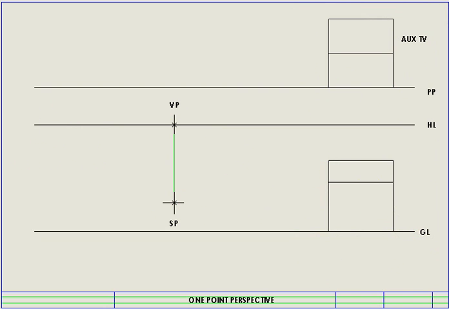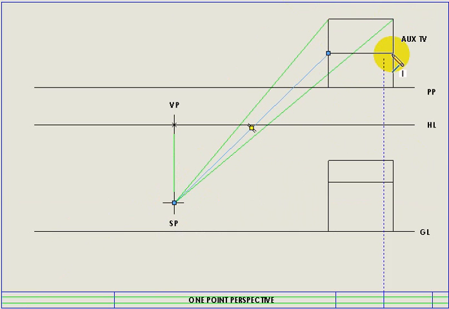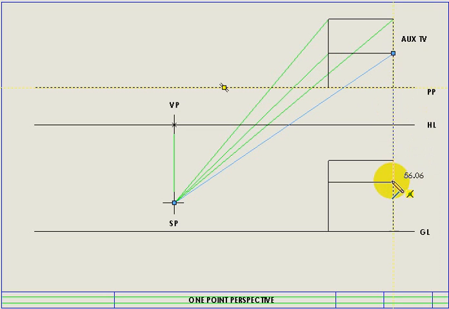So I'm going to go ahead and do exactly that. From my stationary point, I'm going to connect every point that is not connected or touching the actual picture plane. So which would be each one of these points that I'm connecting right now. Please note that this point over here and this point over here is touching this picture plane. So I'm going to just project them straight down.